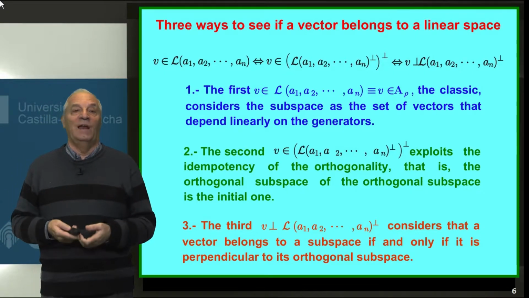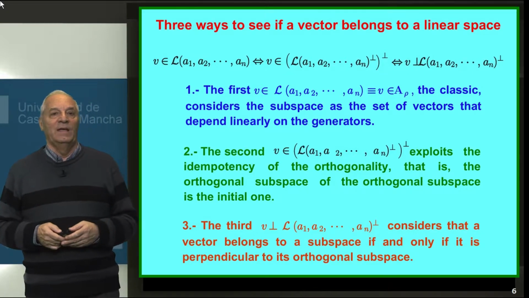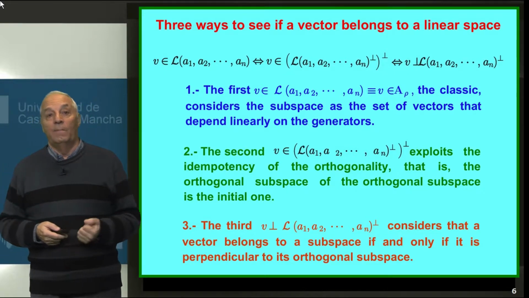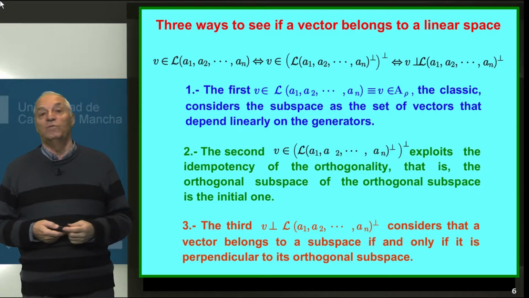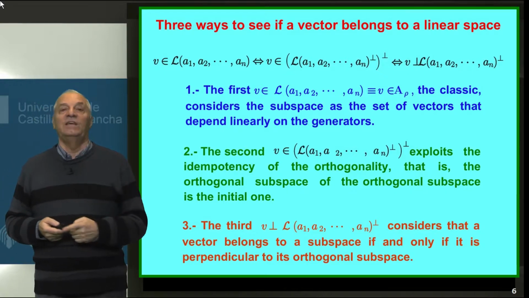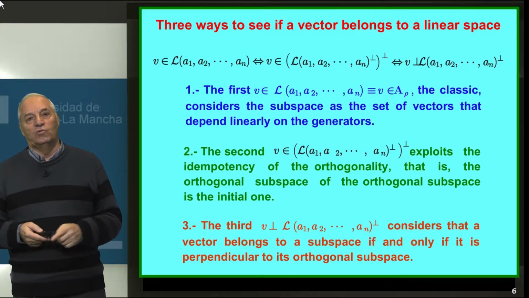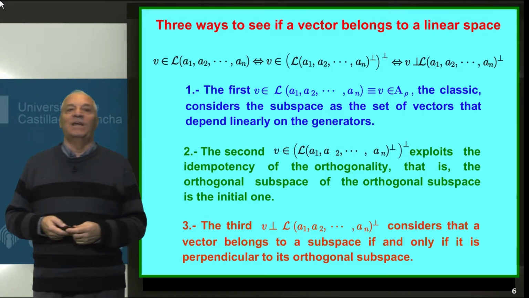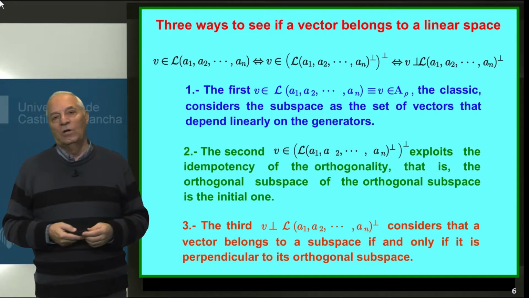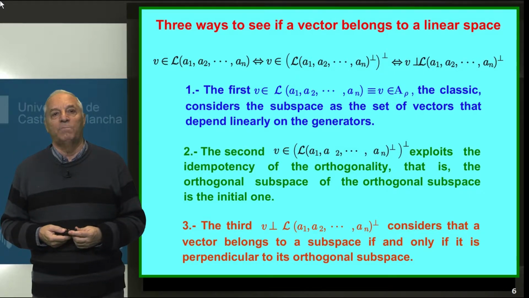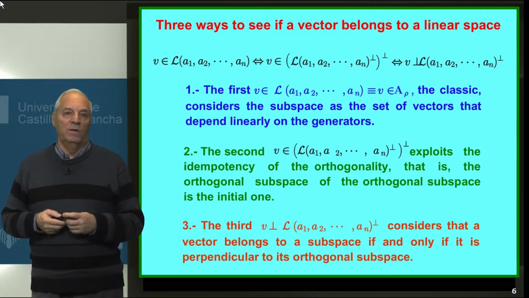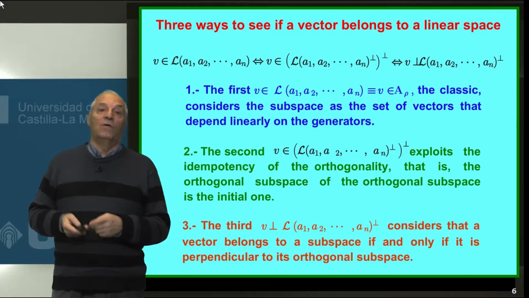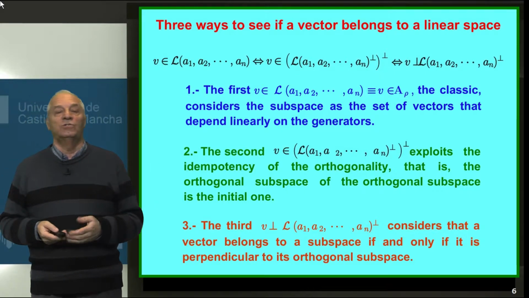This last form is the one that tells us how we should answer the question of whether a vector belongs to a subspace or not. The idea is as simple as follows. First, we calculate the subspace orthogonal to the given subspace, and once we have obtained it, we simply check if the vector that we want to know about is or is not orthogonal to that subspace. If it is, it belongs to it, and if not, it does not belong to it.